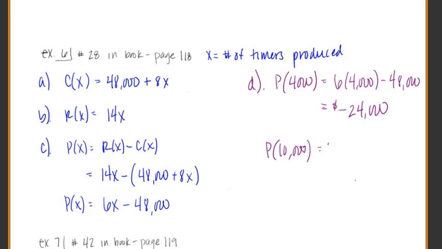And then at 10,000, we have 6 times 10,000 minus 48,000. So 60,000 minus 48,000 is 12,000. Obviously a much better number. So we make a profit, we go in the green when we sell 10,000 timers. We definitely go in the red whenever we sell 4,000, because now we're definitely in the hole. Okay, let's go on to example number 7.